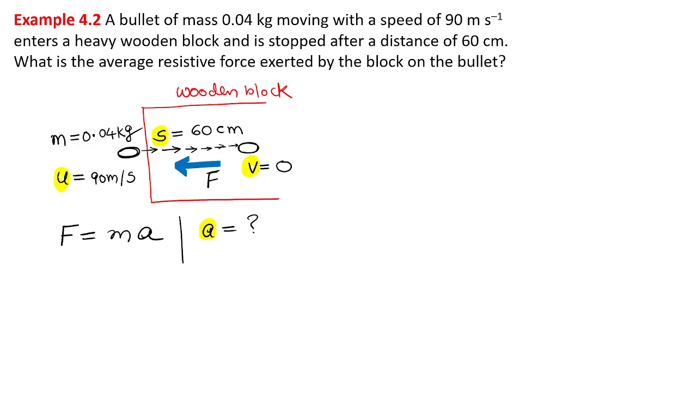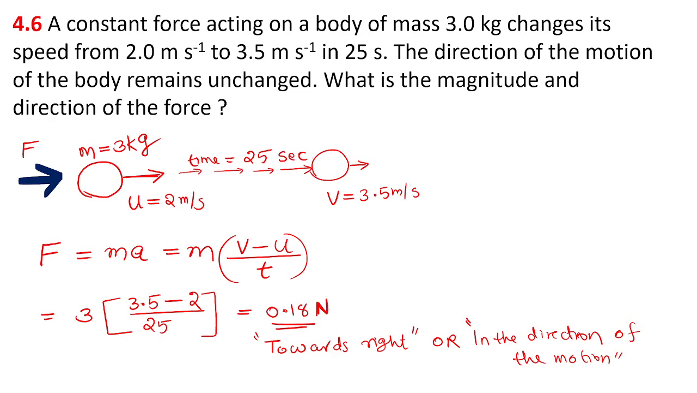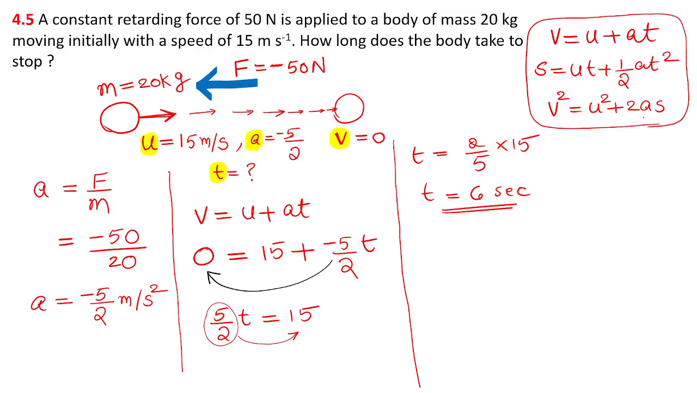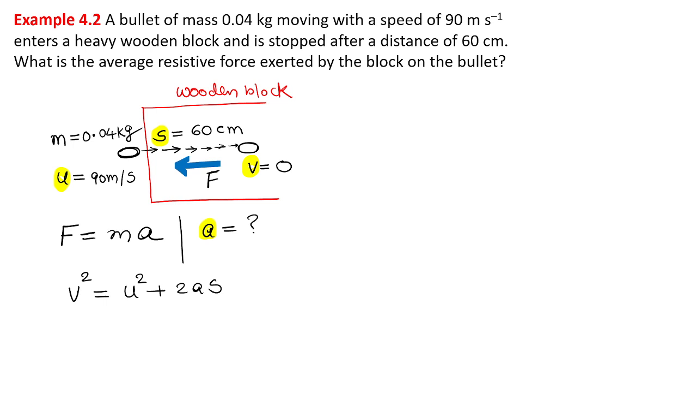U, V, A, S. We have a formula V square equal to U square plus 2AS. Have you not studied such a formula, Diya? It is written there. V square equal to U square plus 2AS.